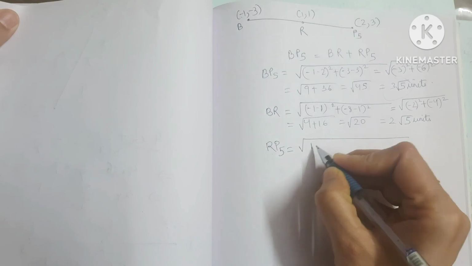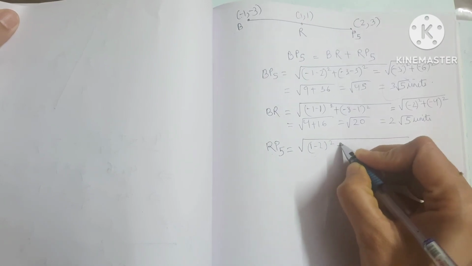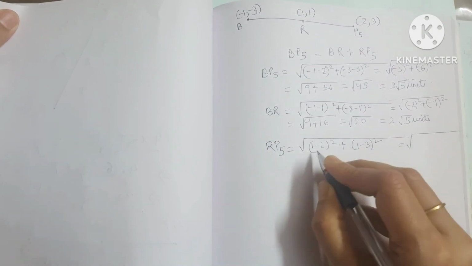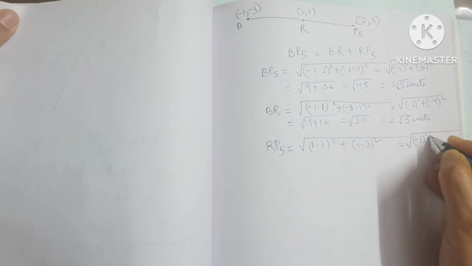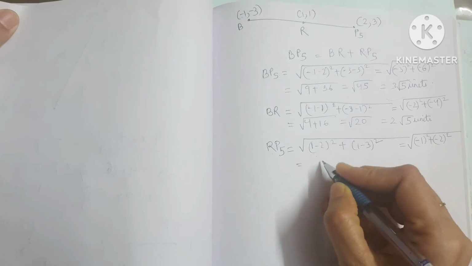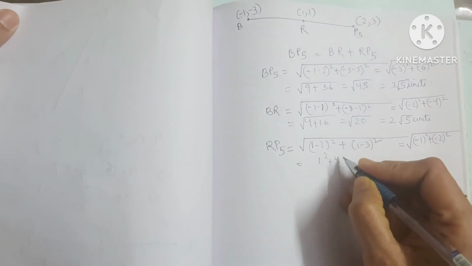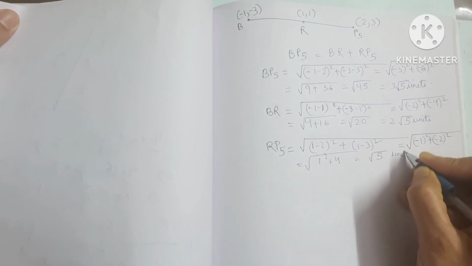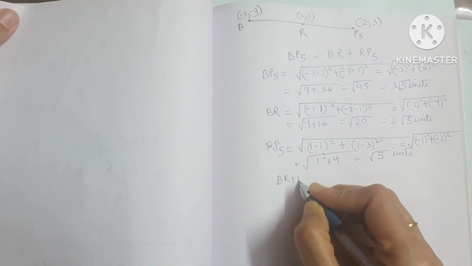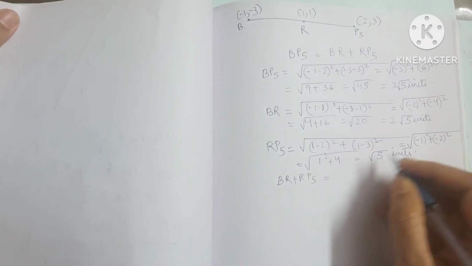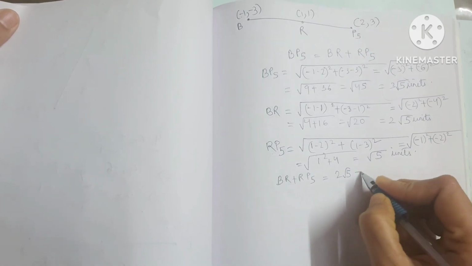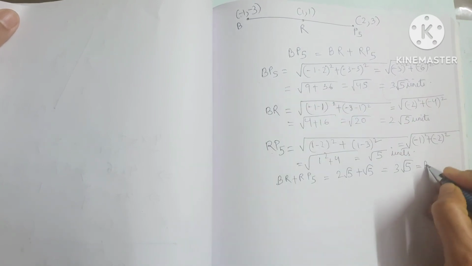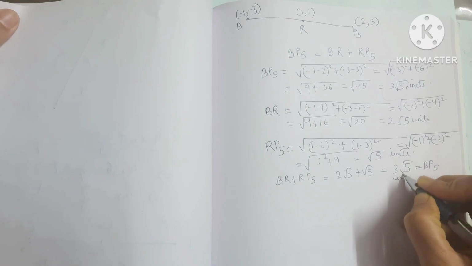Let's find out. (1 minus 2) whole square plus (1 minus 3) whole square. It is -1 whole square plus -2 whole square. 1 plus 4, which is root 5 units. So obviously, now if you add up BR plus RP5, what will it become? 2 root 5 plus root 5, that is again 3 root 5, which is the value of BP5. Right? 3 root 5 units is also the value of BP5.